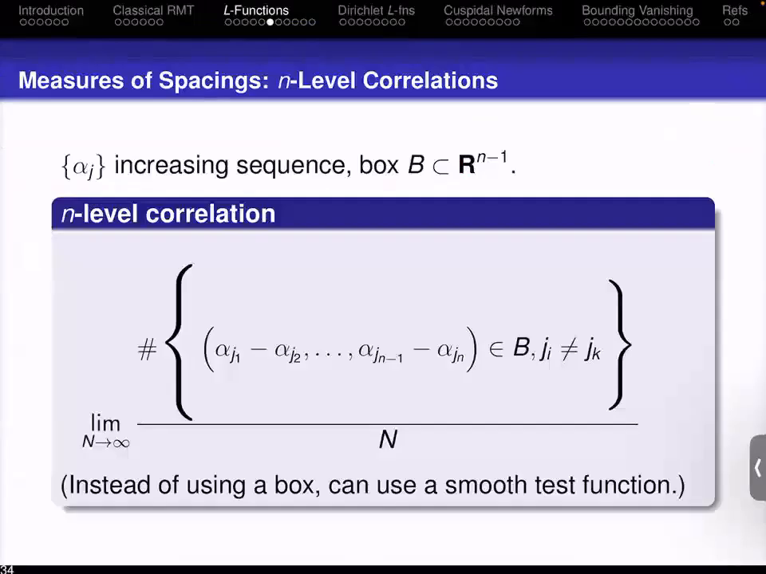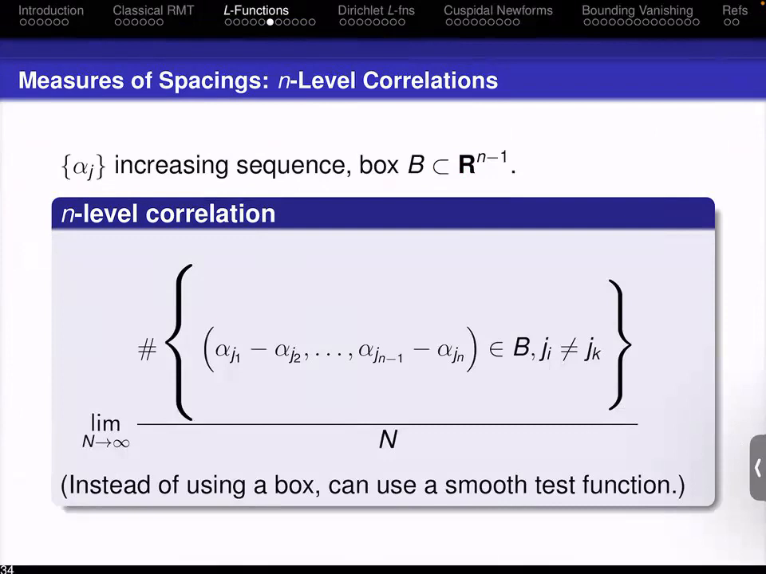And then just briefly about the different kinds of statistics one can look at. So the first statistic was the n-level correlations. It was looking at how often are tuples of differences of zeros in a given box. So the simplest one to think about is the two-level correlation. How often is the difference of two zeros in a fixed interval? Well, we then look at all the indices up to n, and divide by n.